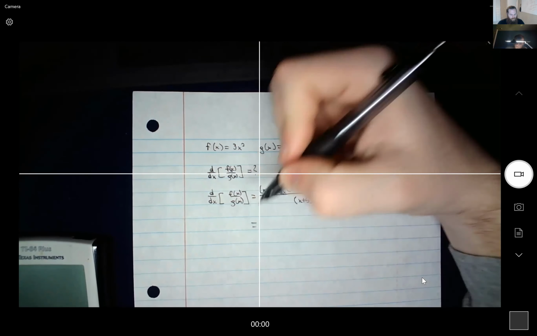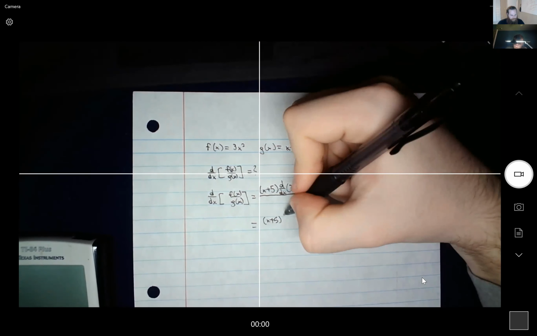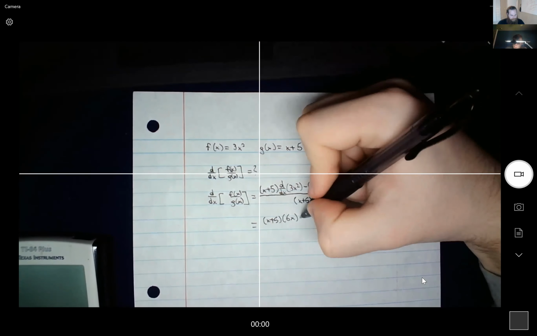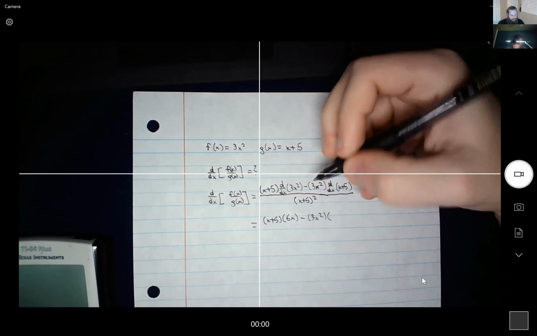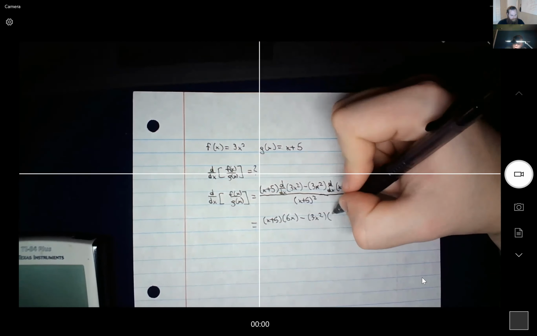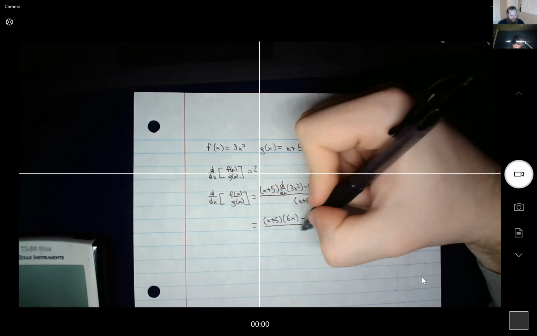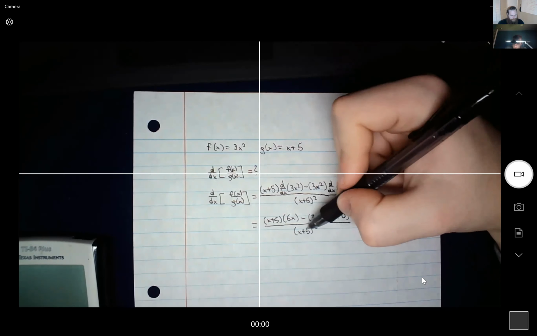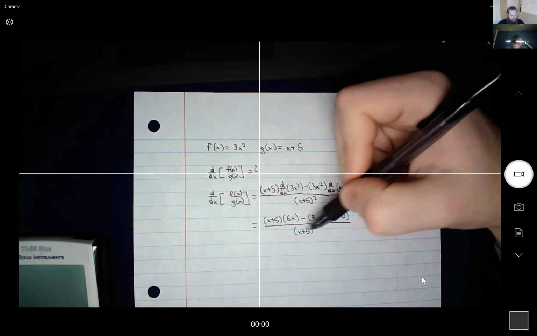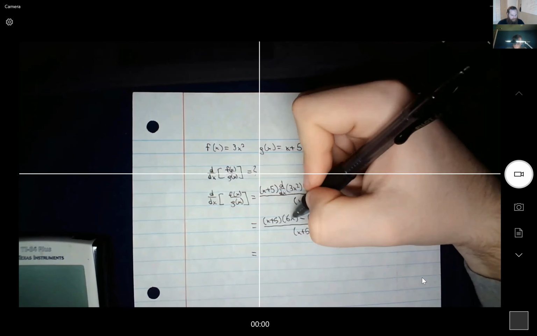Next step, I have to derive x plus 5 times the derivative of 3x squared, which is 6x, minus 3x squared times the derivative of x plus 5. The derivative of x equals 1, and of 5 equals 0, all over x plus 5 squared. It's better to leave this term like this, squared, rather than multiplying it all out. It makes it a lot simpler. And so we can multiply from there.